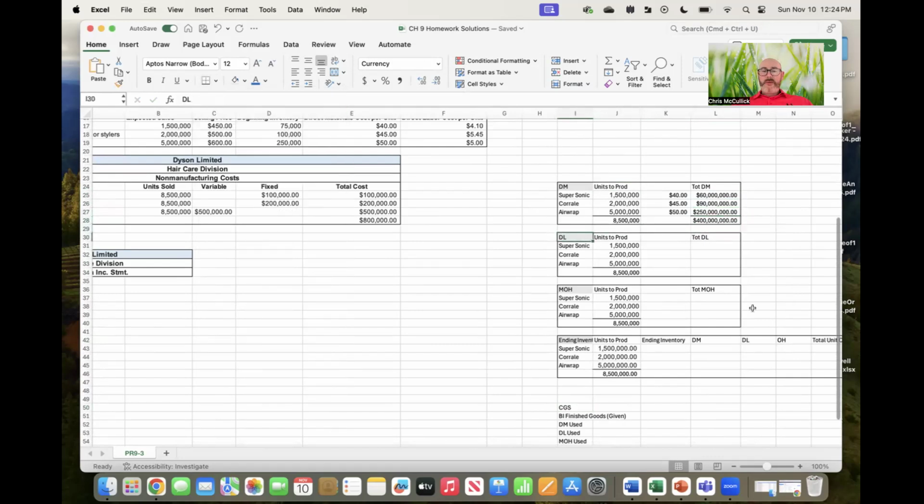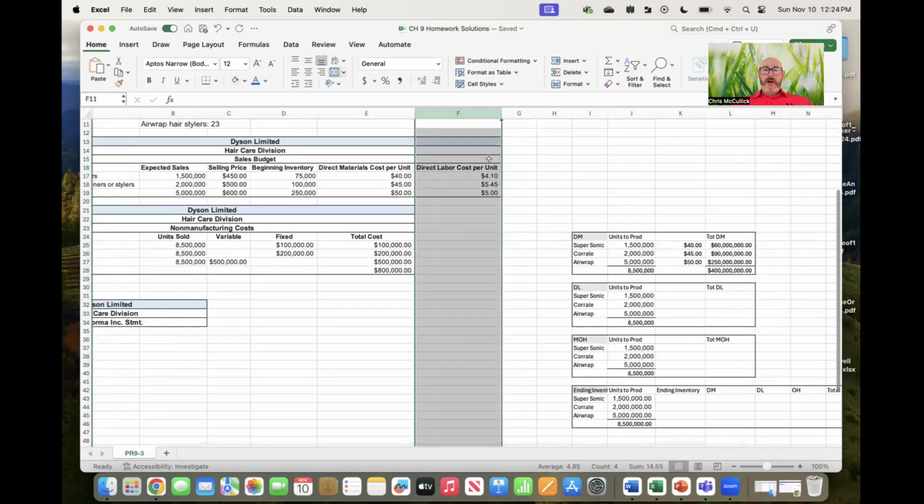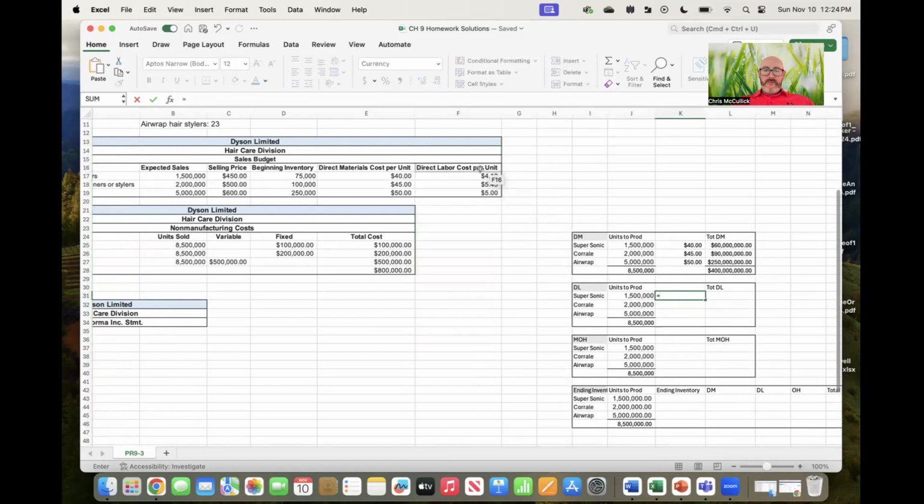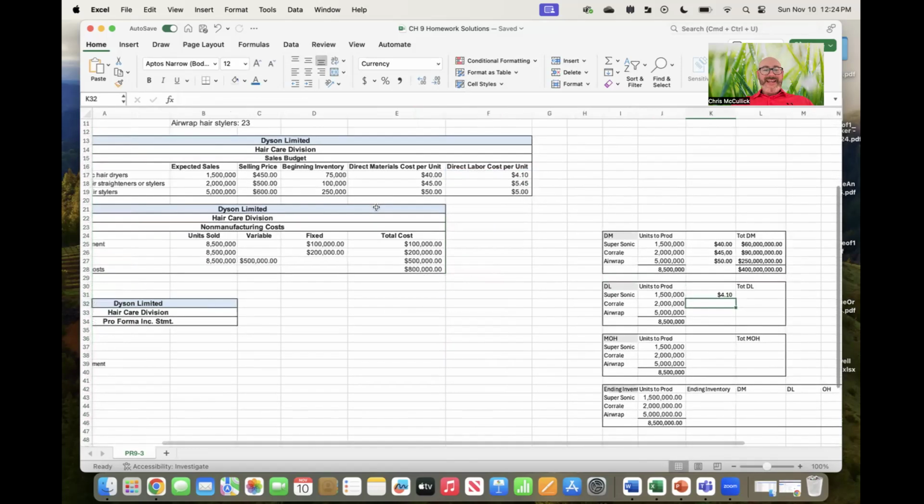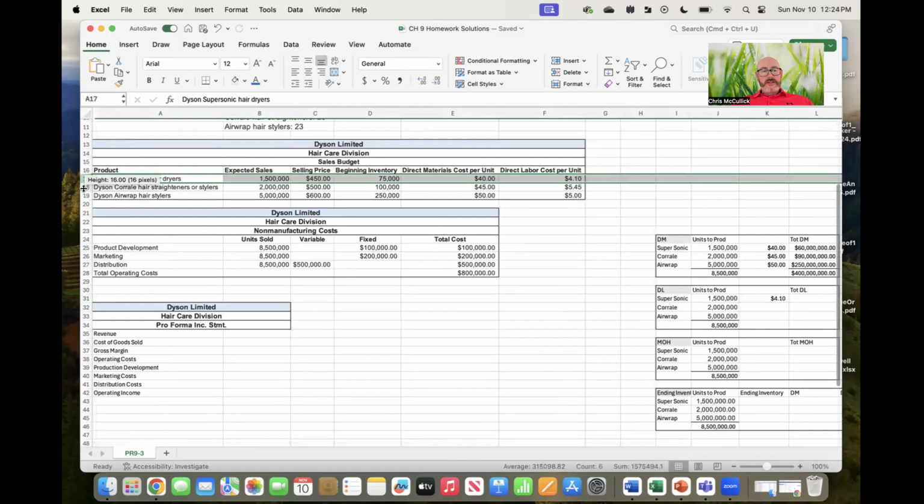All right, now I'm going to do the same thing with direct labor. Again, they give us our direct labor cost per unit, so I'm just going to link these up. We've got 4.1 for the first, the Supersonic. These are all the individual products that we have.